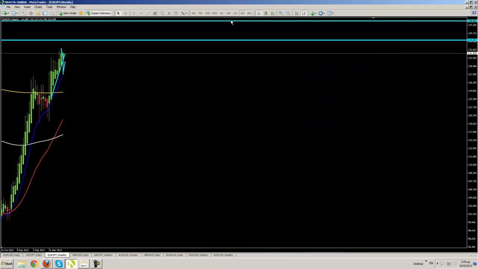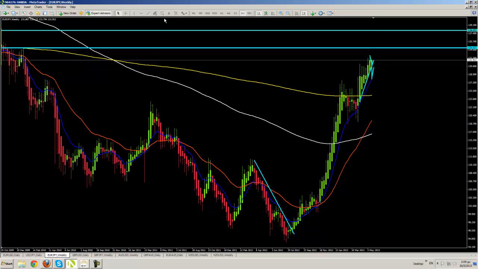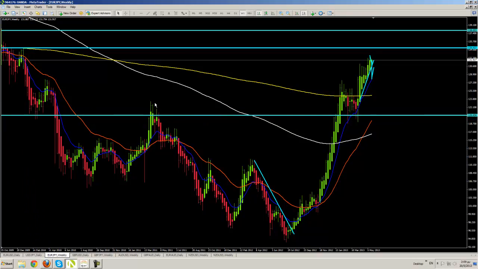119 area. Look at the weekly chart. Ideally a bigger retracement to the 633 or the 36 EMA with a combination of the most touches in the area, in these areas here. Okay, that's the euro yen.